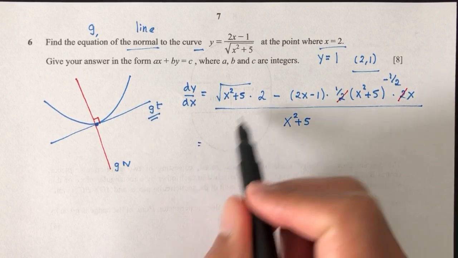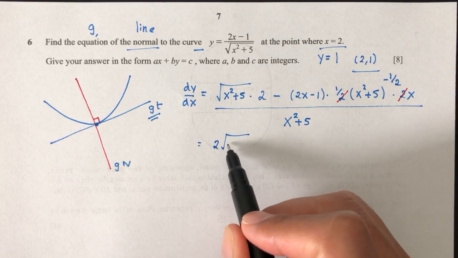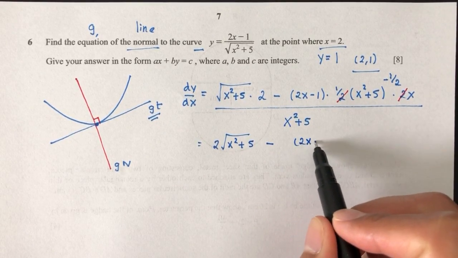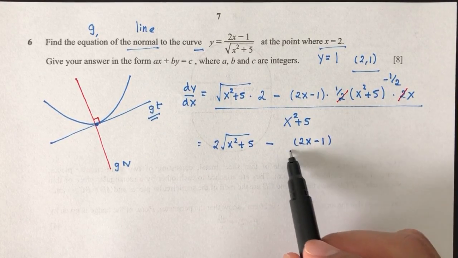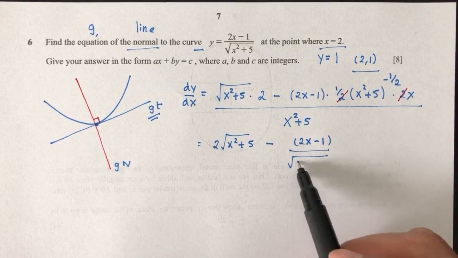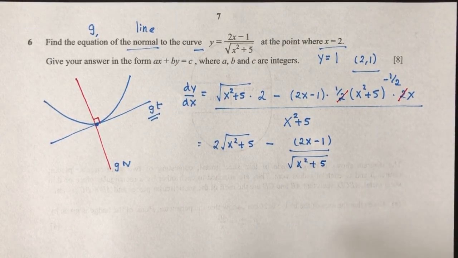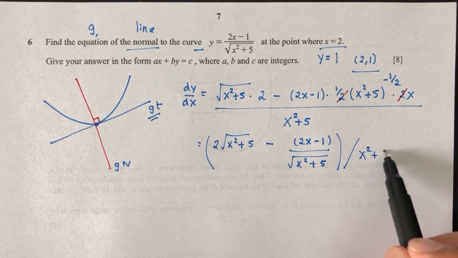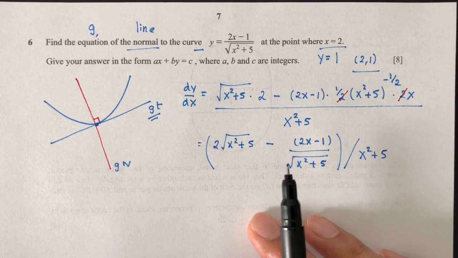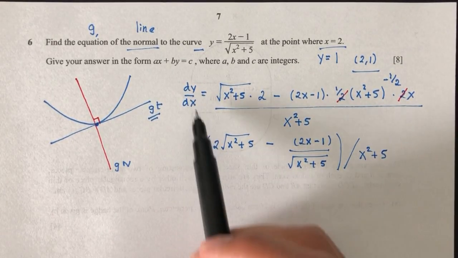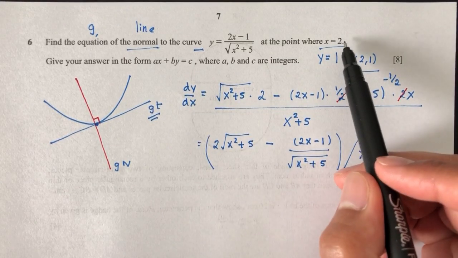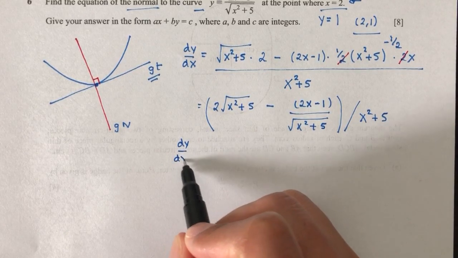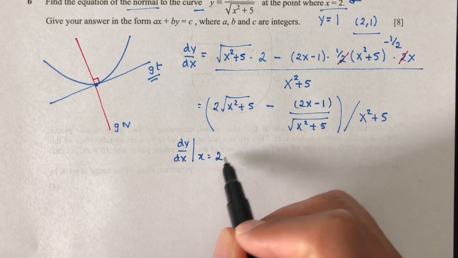So what do we have next? So we have here 2 square root of x squared plus 5 minus 2x minus 1 over square root of x squared plus 5, divided by x squared plus 5. So if you want to, you can simplify, but you don't need to, because you only want to find the value of dy by dx at x equal to 2. So let's just do that. Let's replace at x equal to 2.